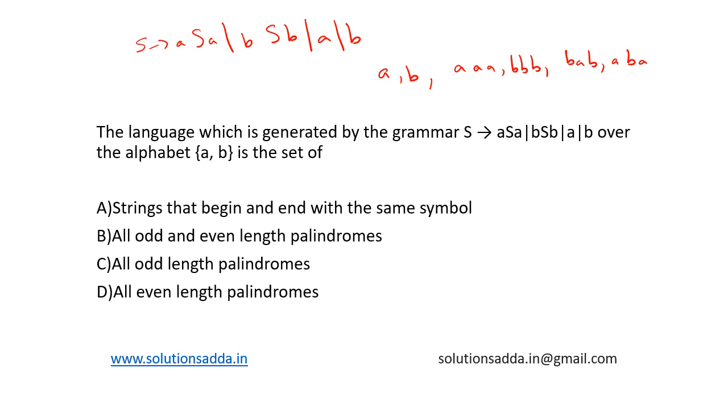These are some of the strings which are generated by the above grammar. So from the options, we can rule out even length palindromes because the grammar always generates odd length strings. The next option B can also be ruled out because even length string is mentioned. And option A can also be ruled out because they are just mentioning strings that begin and end with the same symbol. This is correct. These are the strings which begin and end with the same symbol. But even length strings are also included if we consider option A. So option C is the correct answer.